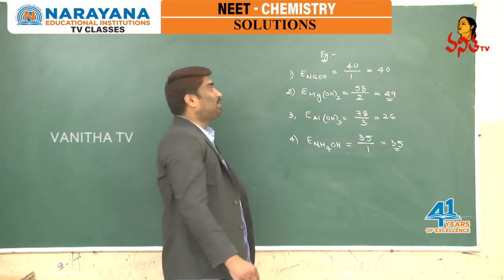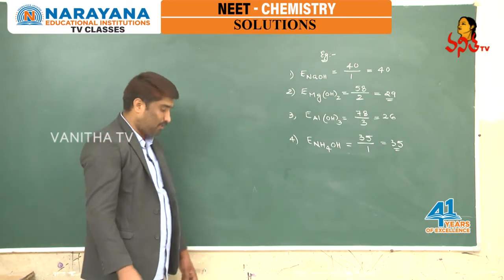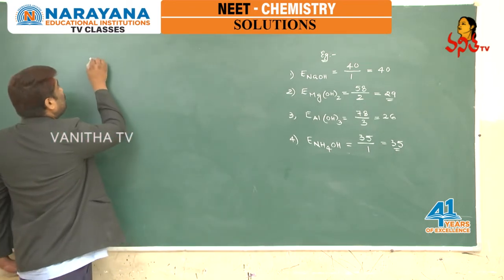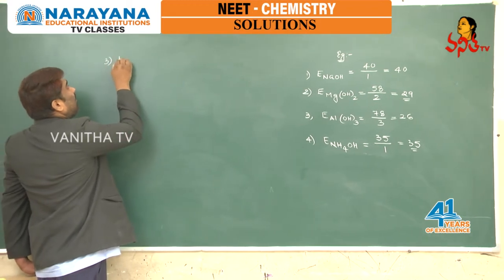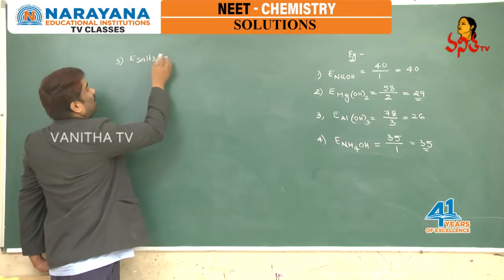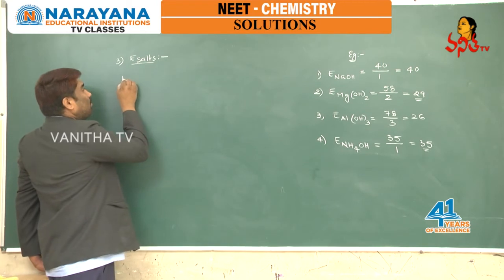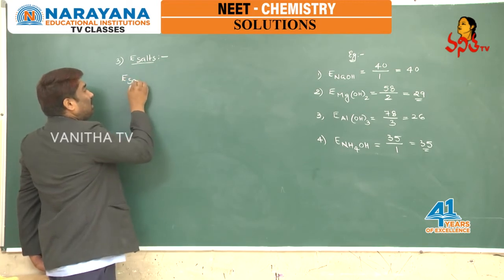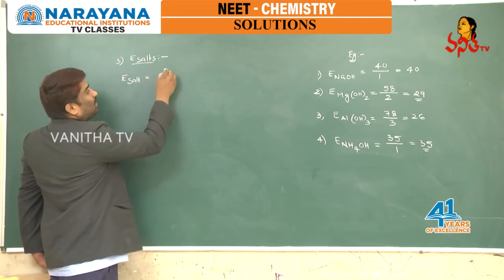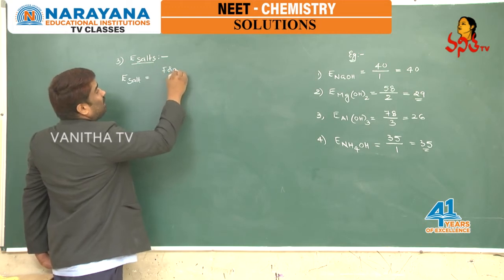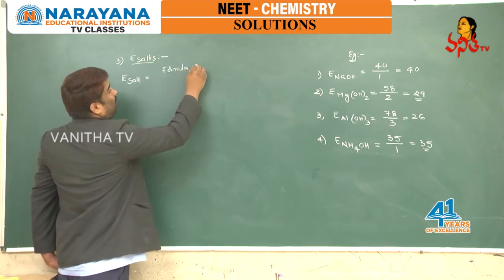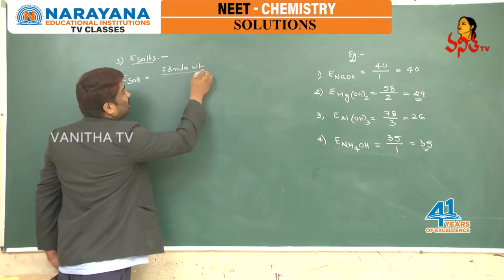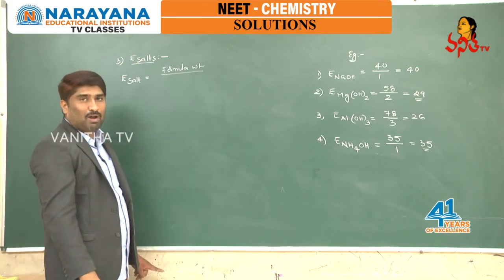So, these are the methods to calculate equivalent weight of bases. Coming to the third one, equivalent weight of salts. How to calculate equivalent weight of a salt? Equivalent weight of salt is equal to formula weight. Sir, why are you using formula weight? For ionic compounds, it is better to express in terms of formula weight.